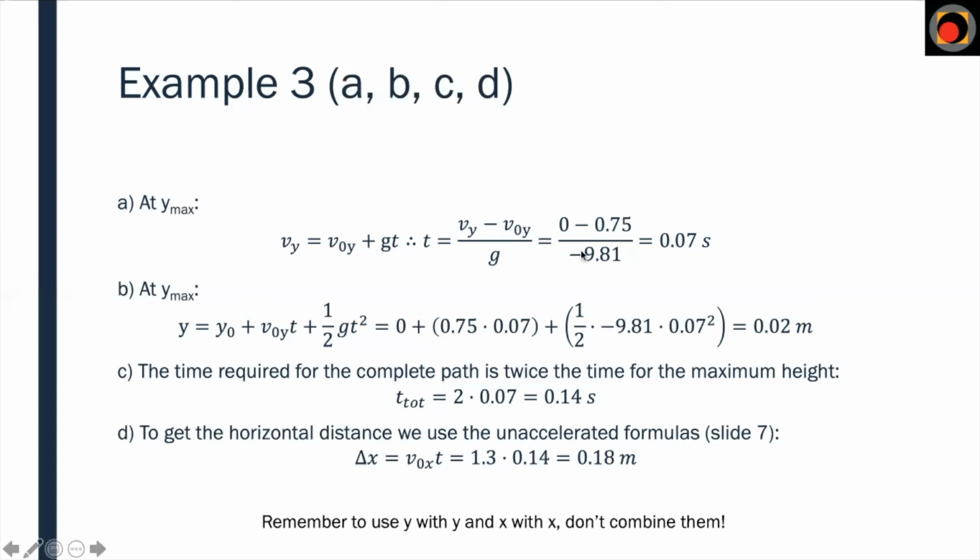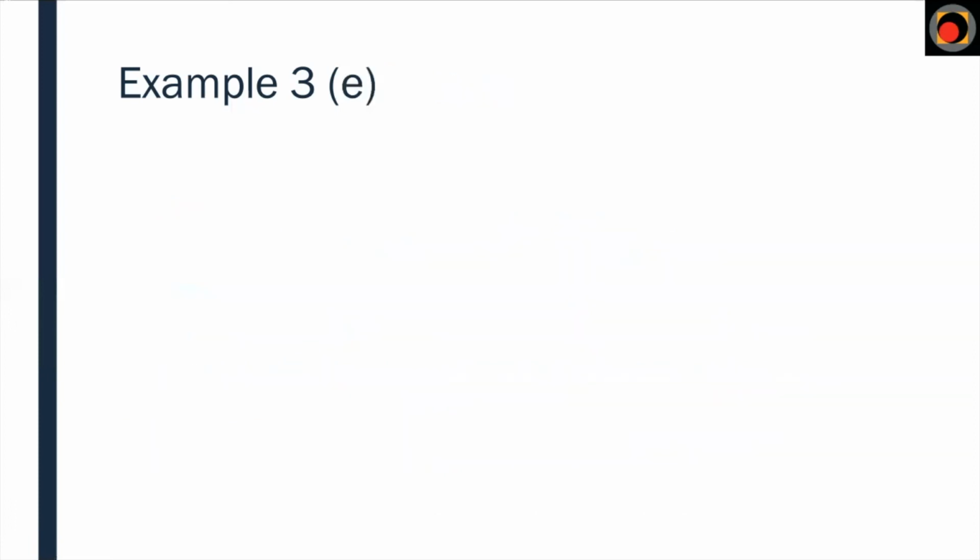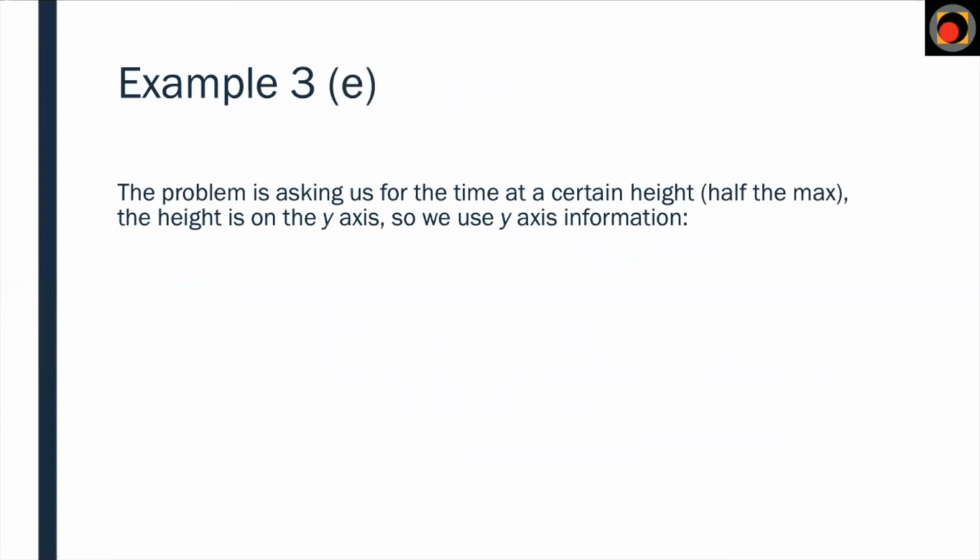Look, I'm using y with y and x with x. I never, for no reason, use y things on the horizontal things and vice versa. It's horizontal in x, only in x, vertical on y, only on y. Now we can do example 3, letter E.